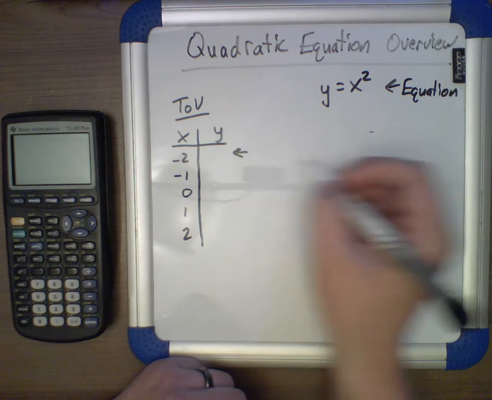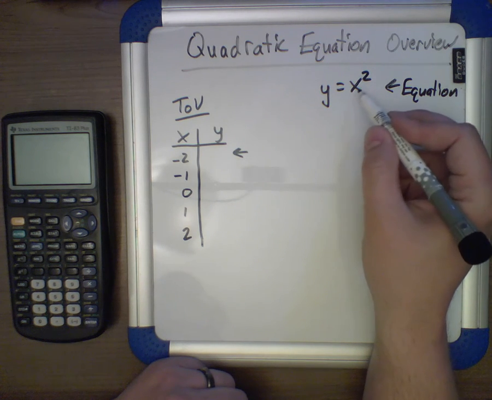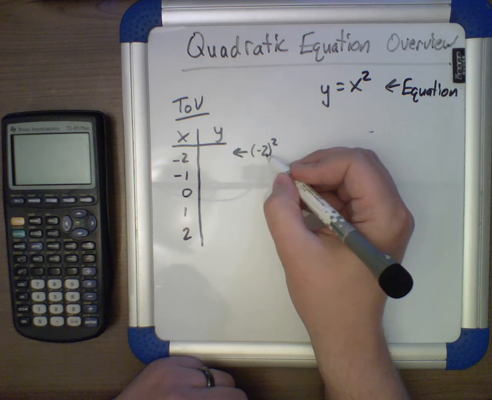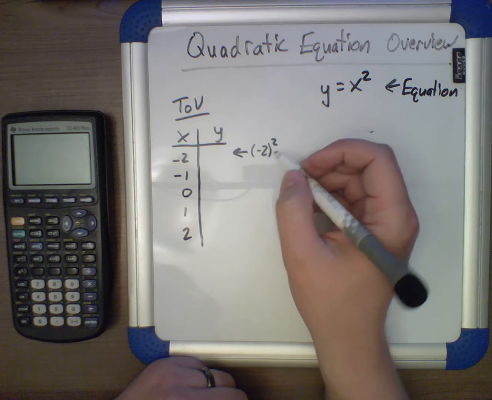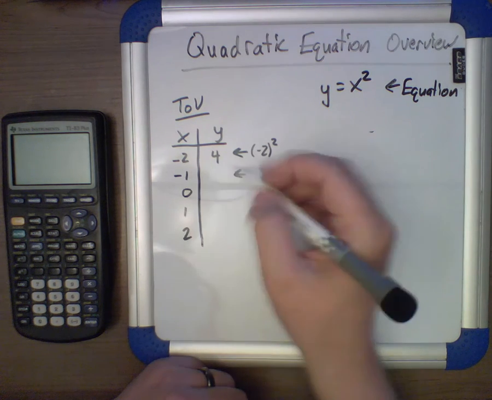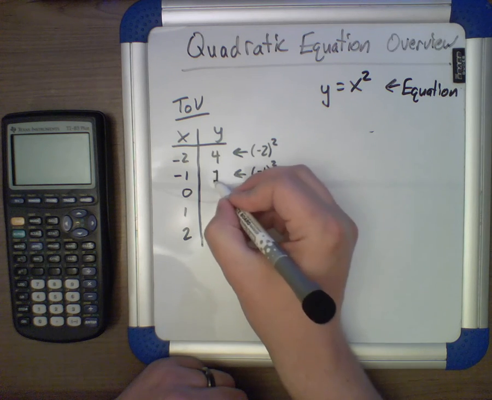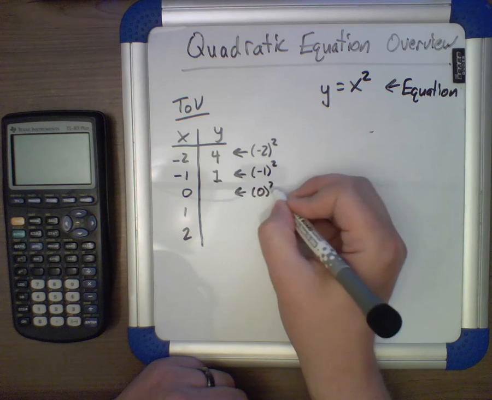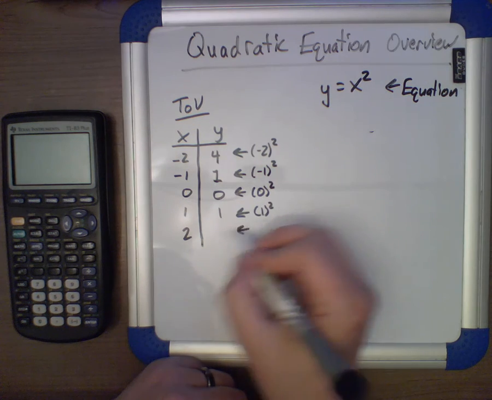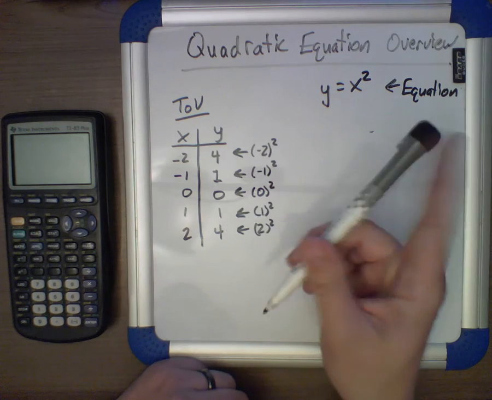You should be familiar with this idea now. We're going to take our equation and calculate our y value by plugging in the number we've chosen for x. So instead of x squared, I'm going to do -2 squared. -2 times -2, you can do it in your head or you can use a calculator, is 4. Next, when x is -1, y is -1 times -1, which is +1. Next, 0 squared is 0. Next, 1 squared is 1. Next, 2 squared is 4, and so on. So this is our table of values.